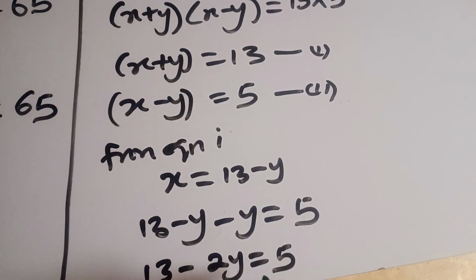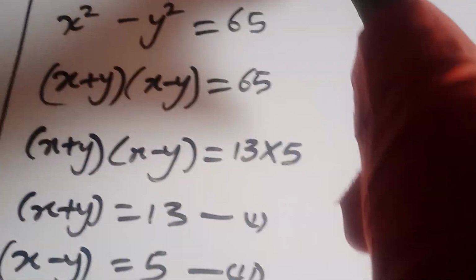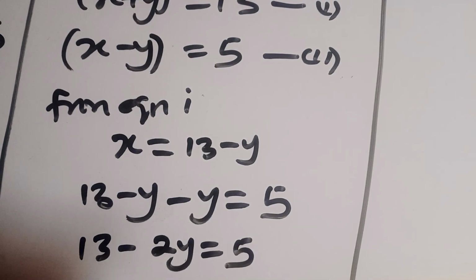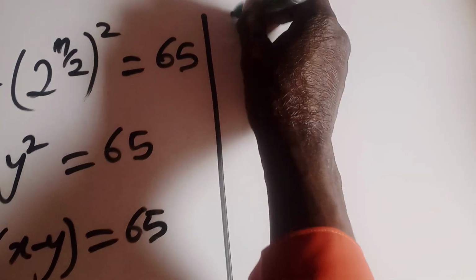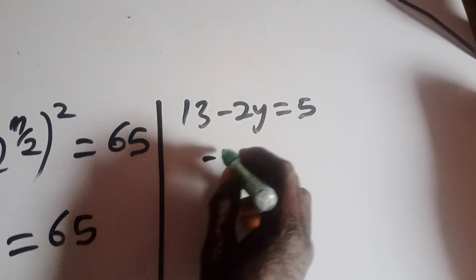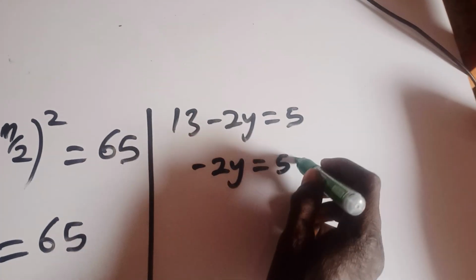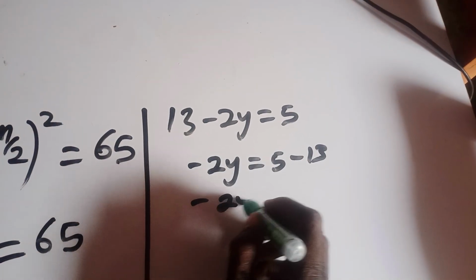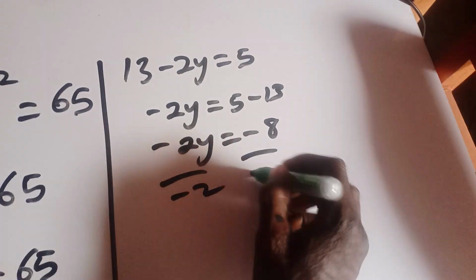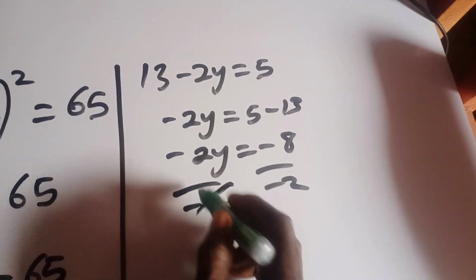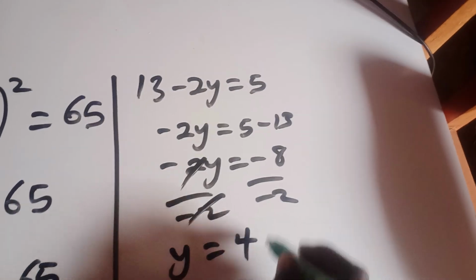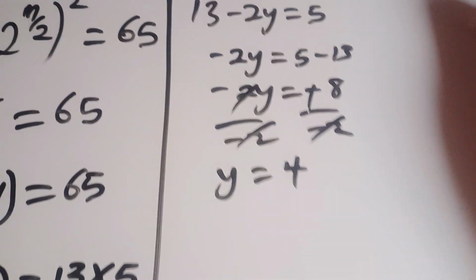So I'll have to collect my like terms. From here, 13 minus 2y is equal to 5. Since 13 minus 2y is equal to 5, I can easily say minus 2y is equal to 5 minus 13, which is minus 8. Divide that by minus 2, divide that by minus 2. Minus 2 cancels out minus 2. So y is equal to 4.